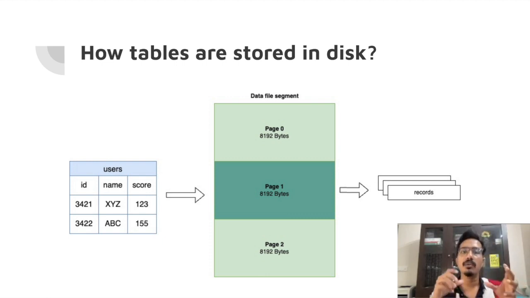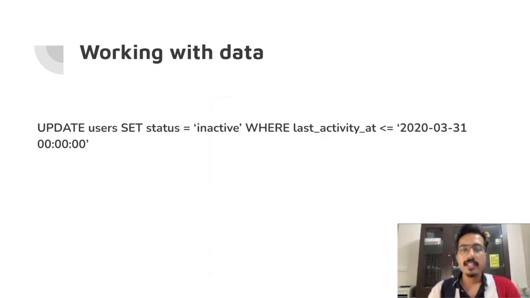So this is how the tables are stored on the disk, and these tables are accessed when you perform a query. So let's say we want to perform an update query. Update users set status equals inactive where last_activity_at is less than or equal to a particular date. So you want to set the status of all users whose last activity was on or before a particular date to the inactive state.